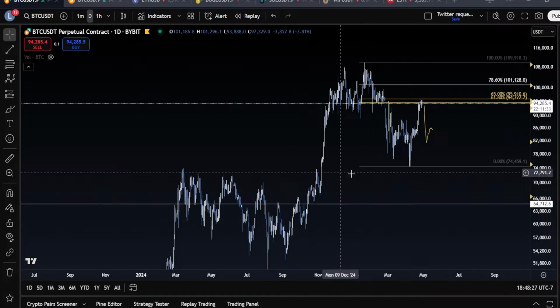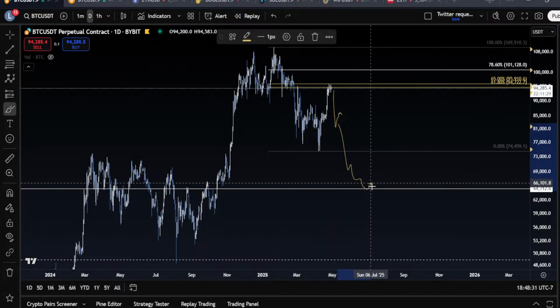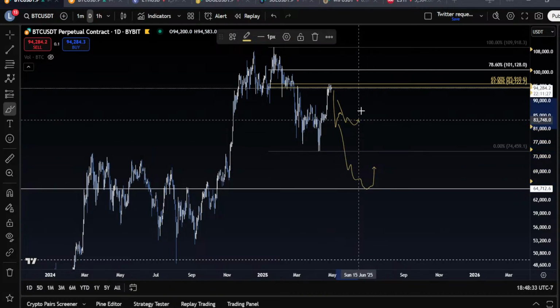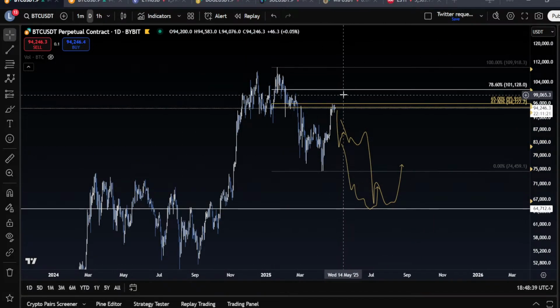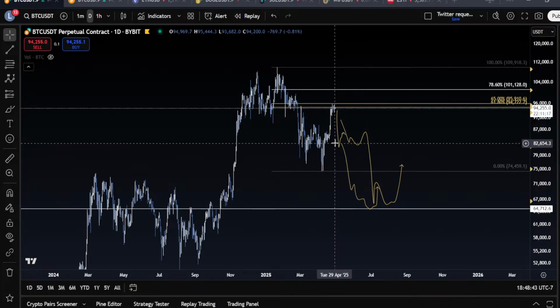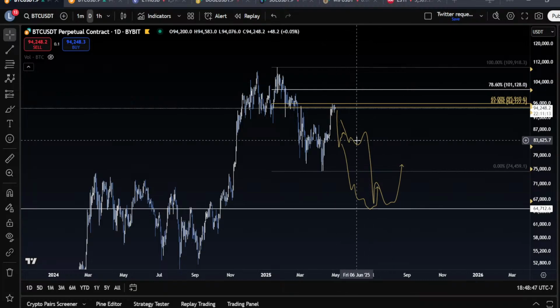I think this 67, 65k is all totally on the table still, and I think it gets less and less likely if we start breaking up out of this, depending on what happens for a potential higher low, and from there, I'd like to have longs there.